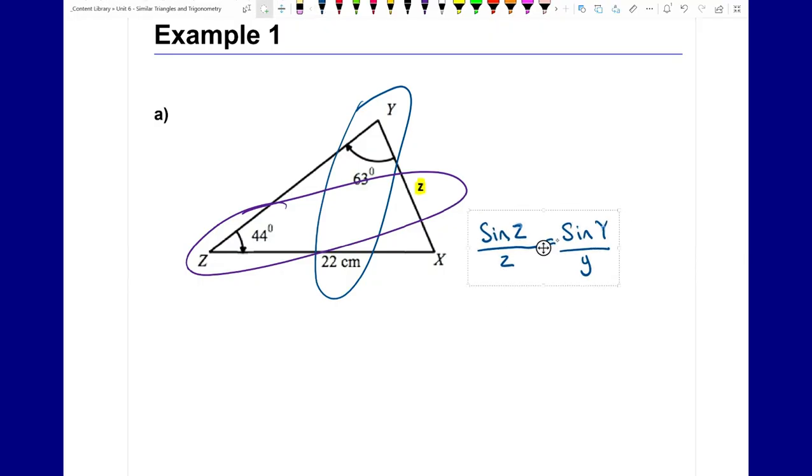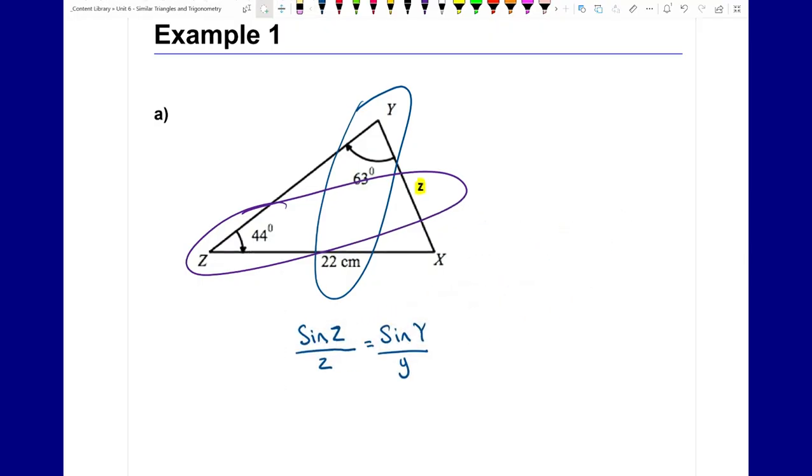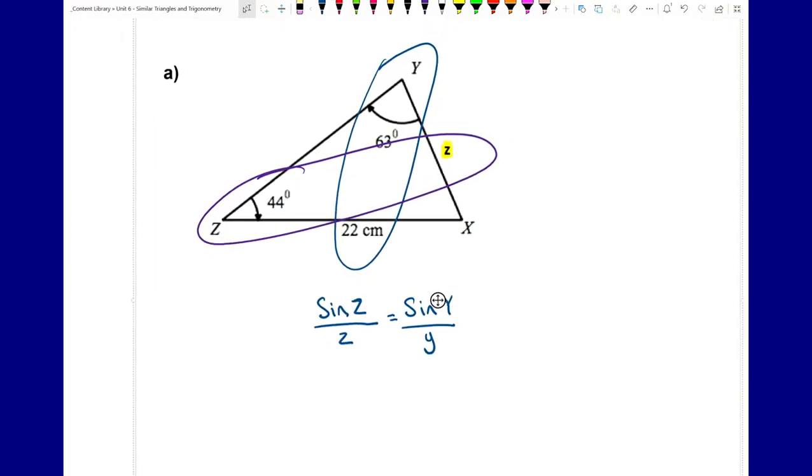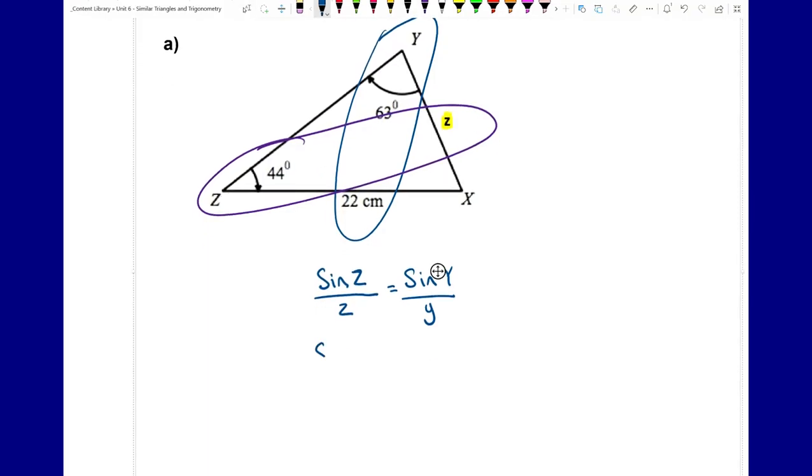So I'm going to be using this formula, comparing the ratios of the side lengths or of the angles to the side lengths. I'm going to fill in my information. So sine of angle Z, or sine of 44, divided by side Z, which we don't know, is equal to sine of angle Y, which is 63, divided by the side length Y, which is 22.